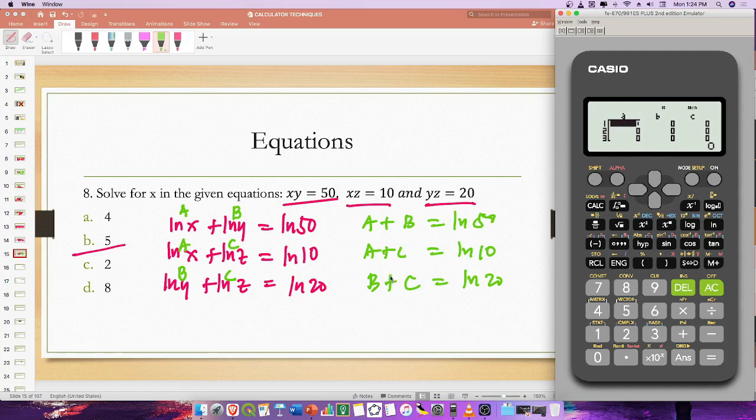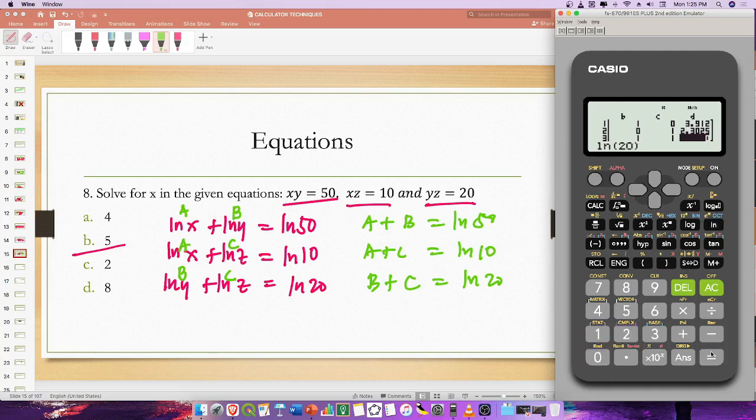You are going to input the values, the coefficient of A. So the coefficient of A is 1, the coefficient of B is 1, the coefficient of C, since this is just A and B, is 0. Equal to what? ln of 50. For the next equation, we have 1 as the coefficient of A, 0 for B, 1 for C, and then ln of 10. Okay. Last equation, 0 for A, 1 for B, and 1 for C. And then ln of 20.